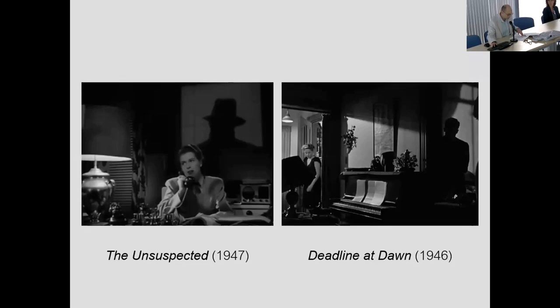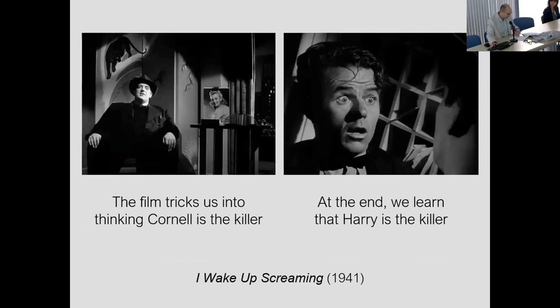I Wake Up Screaming is a murder mystery, and it's a pretty good one. And so I'm sorry, I'm going to spoil it for you. The entire film baits you into thinking that the overbearing detective Cornell on the left will be revealed as the killer. So it ends up being a big surprise when the killer turns out to be the hotel clerk, Harry, instead. And the trick works in part because of the lighting.